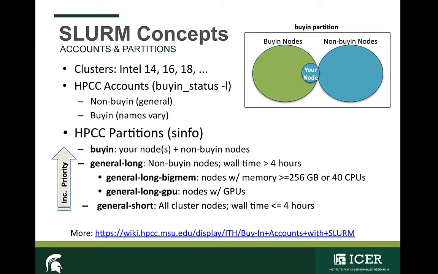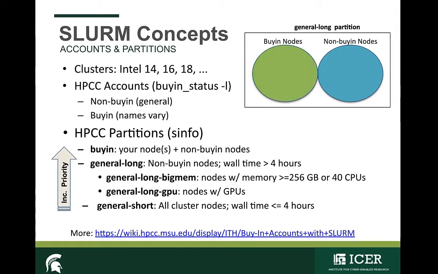Buyin partitions have the highest scheduling priority. Note, this priority only applies to the nodes that are purchased. If your job requires more resources than those that are purchased, then you'll have access to non-Buyin nodes, but you'll have equal consideration as a general account user. Now, if you don't have a Buyin group or your job requires more resources than is available on your own nodes, your job can utilize any of the following partitions.